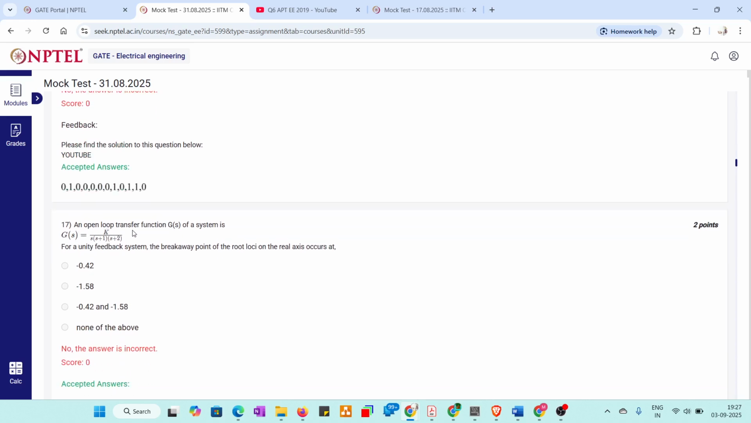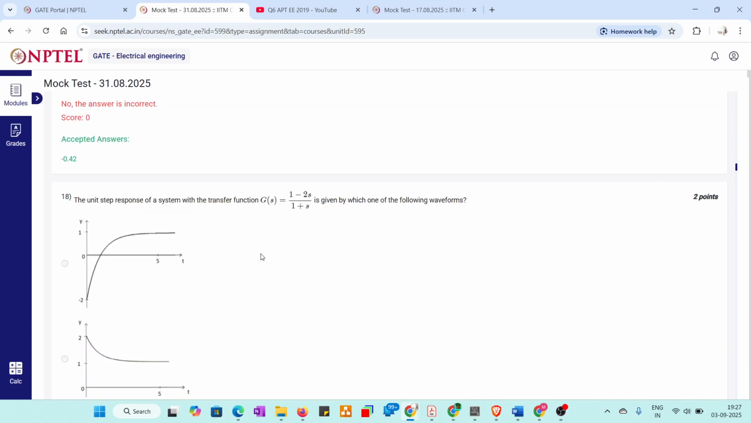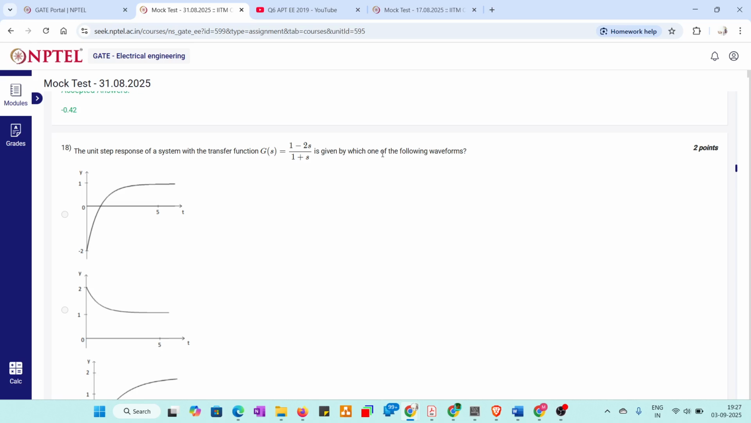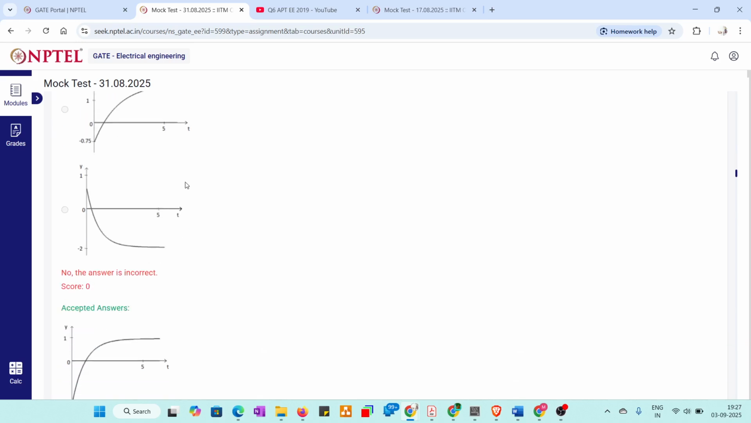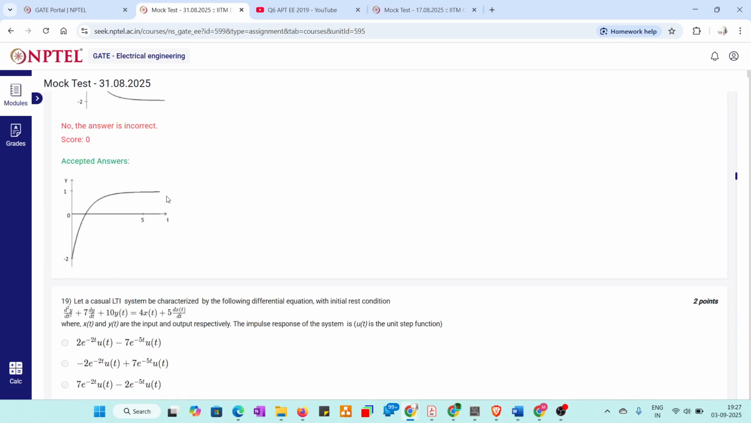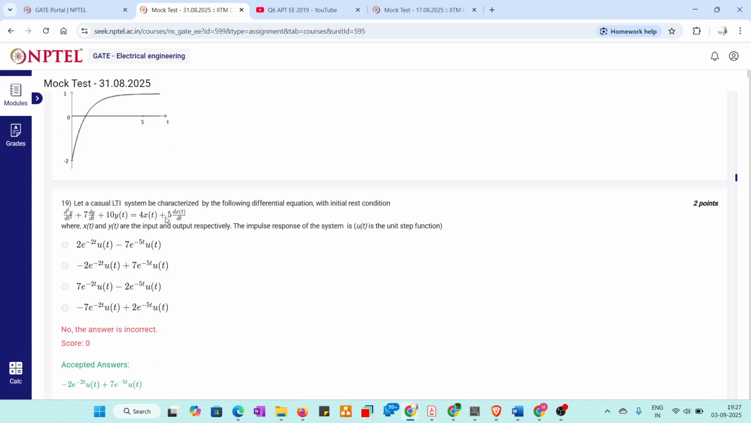An open loop transfer function system for unity feedback, the breakaway point of the root locus. Okay, so which is control system. And here the unit step response is transfer function given the following step. Okay, so we need to find out whatever the transfer functions, what is that which response waveform. Okay, how it will look like. So accepted answer is this system.